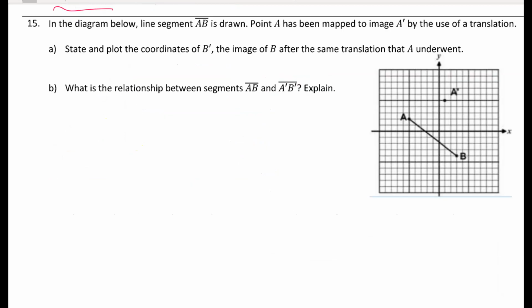In the diagram below, line segment AB is drawn. Point A has been mapped to image A' by the use of a translation. State and plot the coordinates of B' after the same translation.